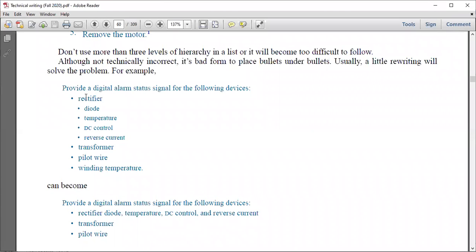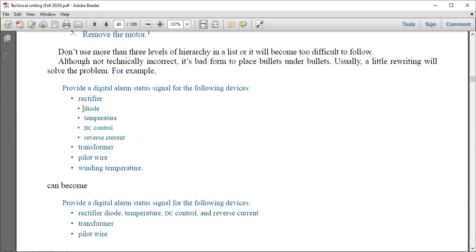For example, provide a digital alarm status signal for the following devices: rectifier, diode, temperature, DC control, reverse current, transformer, pilot wire, winding temperature. This can become: provide a digital alarm status signal for the following devices: rectifier, diode, temperature, DC control, and reverse current, transformer, pilot wire. Because you can put some items together using commas, and then another two items you can put in the end.